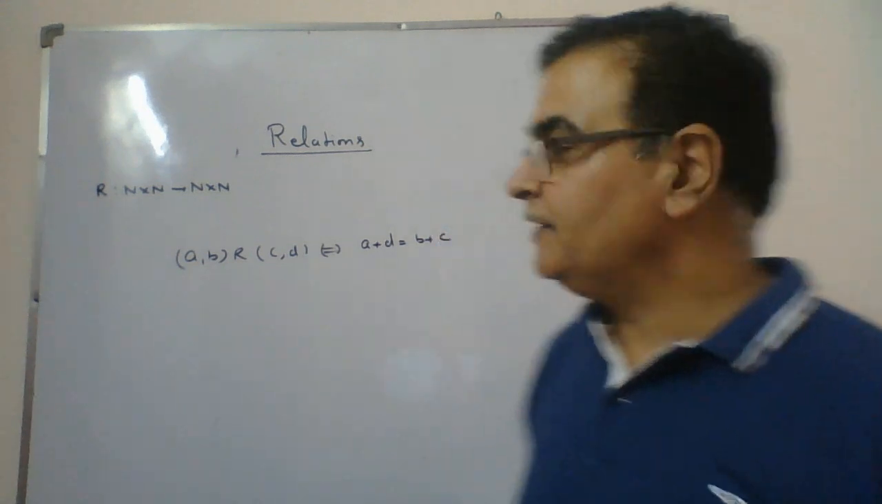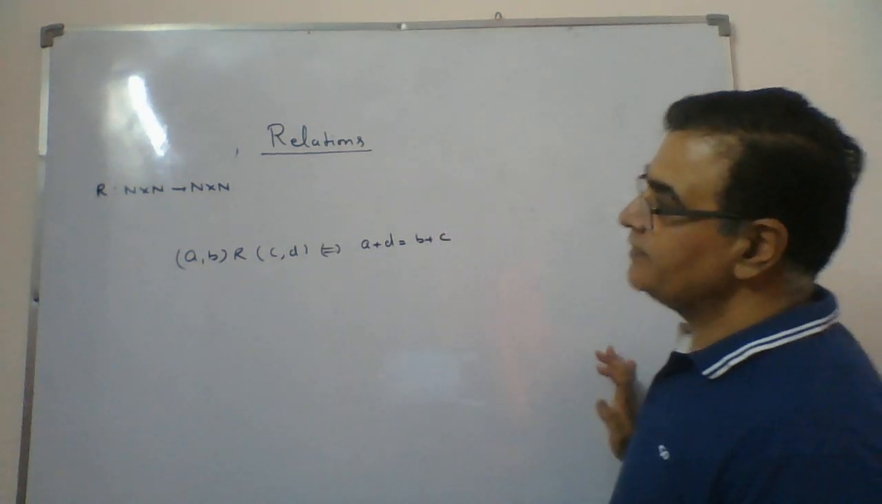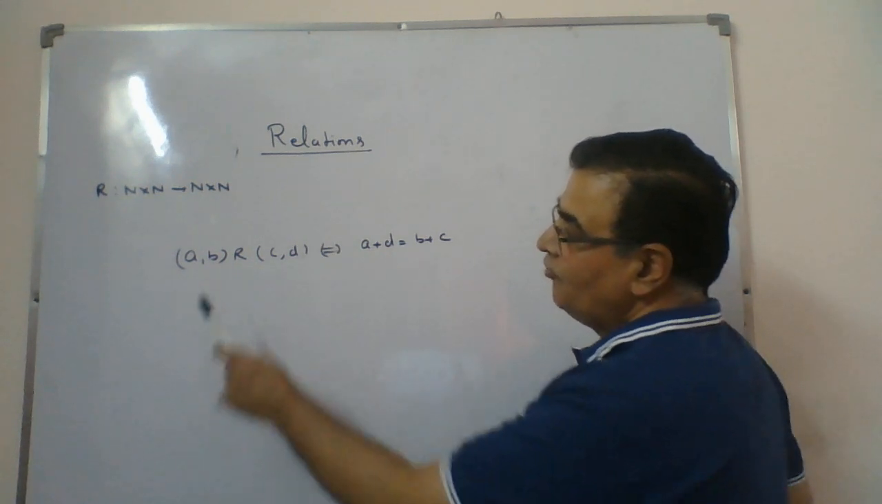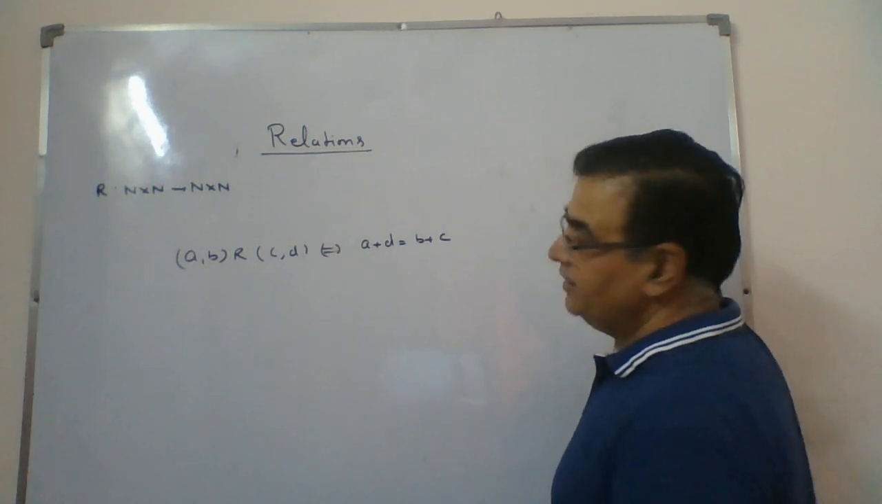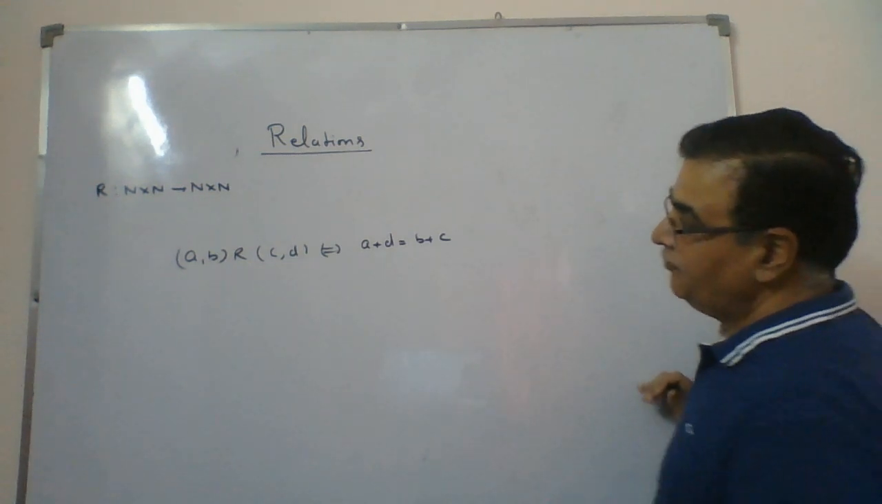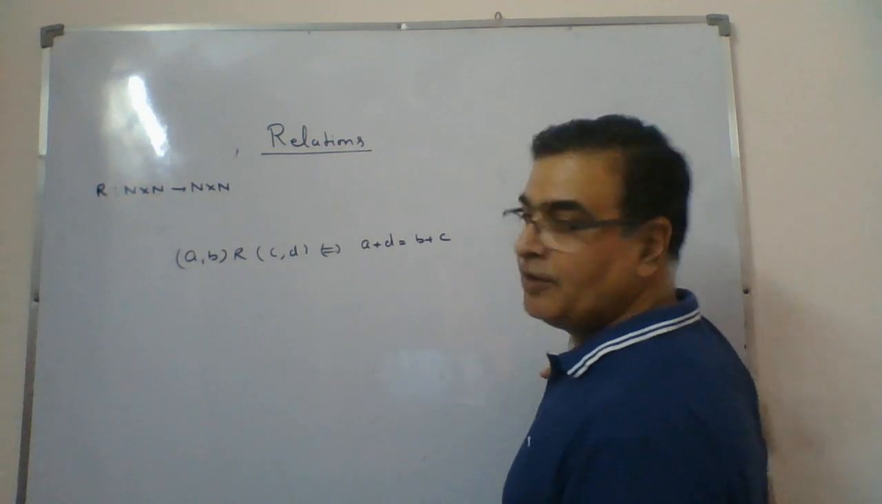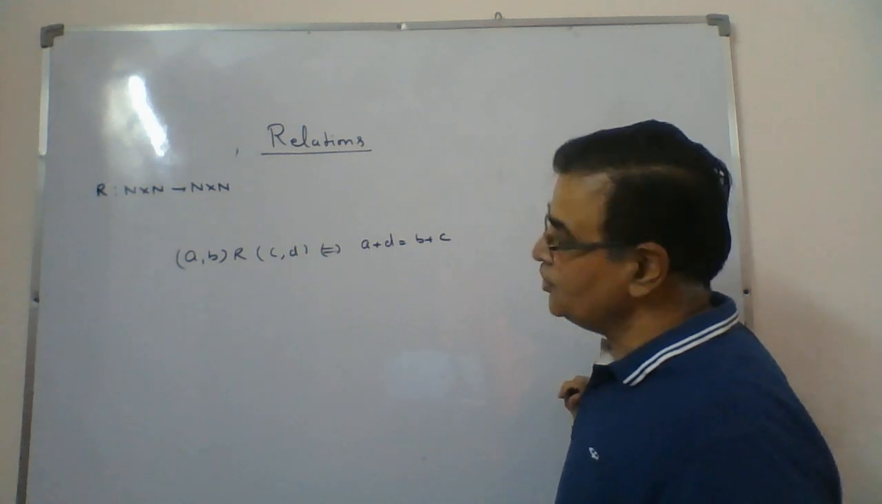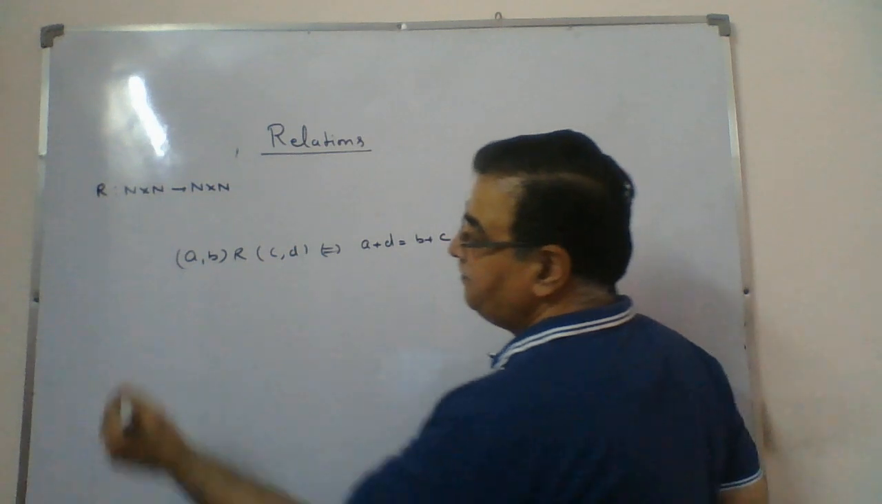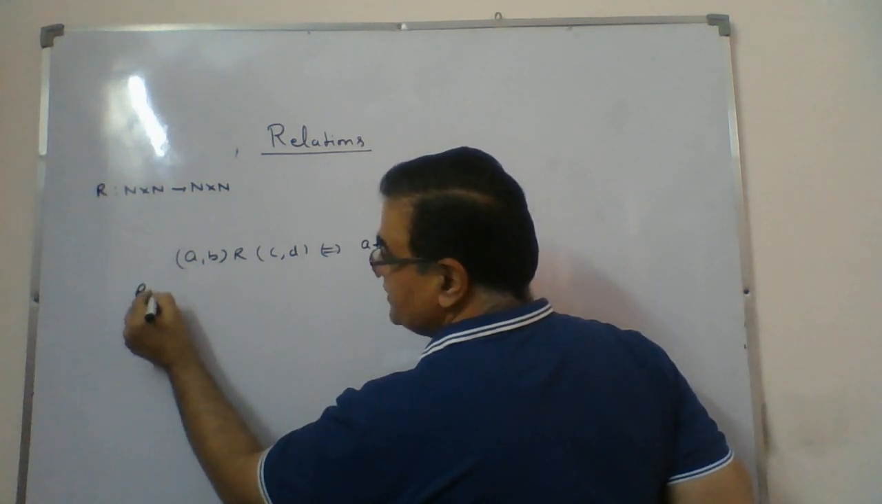Second question of this is a relation again going from natural cross natural to natural cross natural, where (A, B) relates with (C, D) if and only if A plus D is equal to B plus C. If this is the question, again we have to prove that it is an equivalence relation. So similar to the previous question we have done, we'll start with reflexive first.